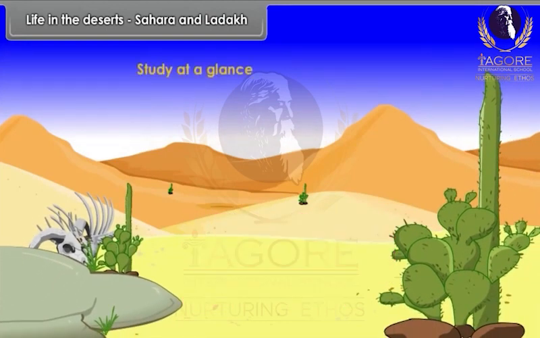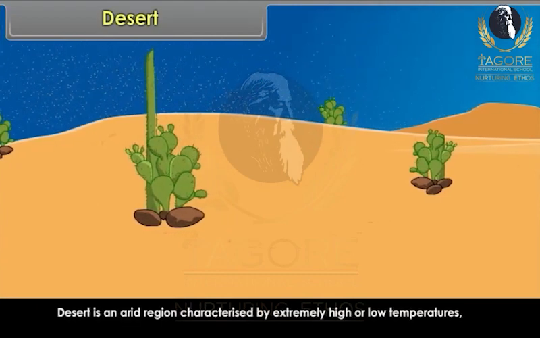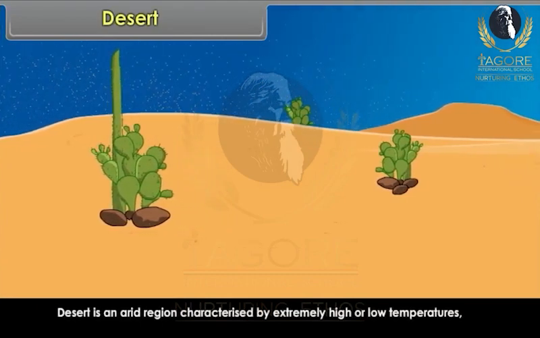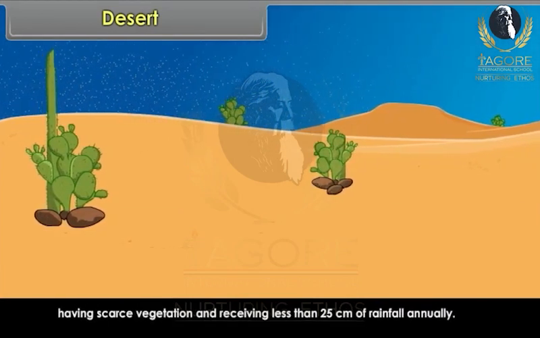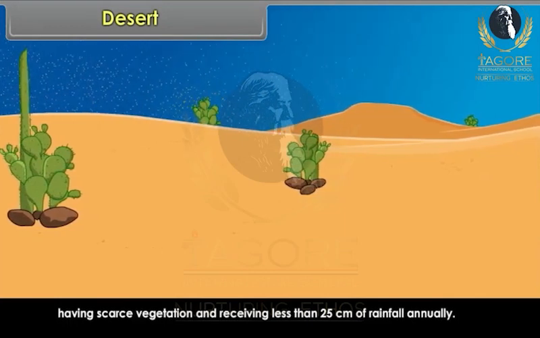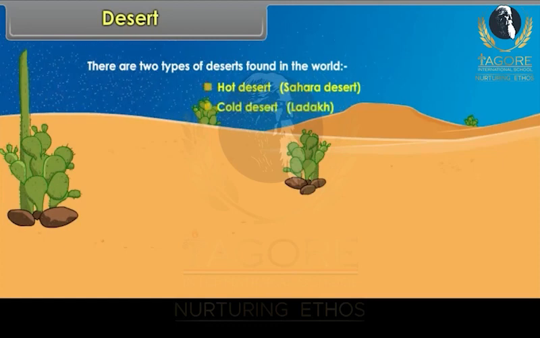Study at a glance: Desert, Sahara Desert, Ladakh. A desert is an arid region characterized by extremely high or low temperatures, with scarce vegetation, receiving less than 25 centimeters of rainfall annually. There are two types of deserts found in the world: hot desert, Sahara Desert, and cold desert, Ladakh.